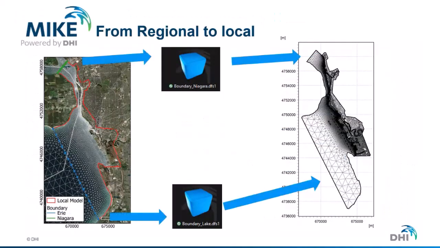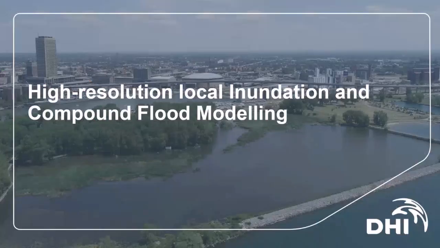So after doing this regional model, we start building our local model, and I would just like to highlight that in MIKE software it is super easy to do this kind of downscaling process. I know that with other models, we need to pre-process or post-process the model results to build the boundary conditions for the local model, but in MIKE it's super easy. We can just take the output, our DFS1 files for example, and use it as an input of our local model.